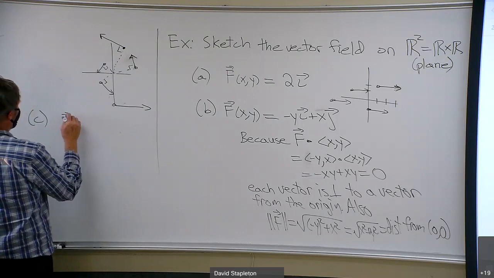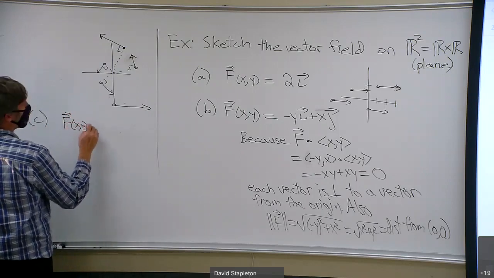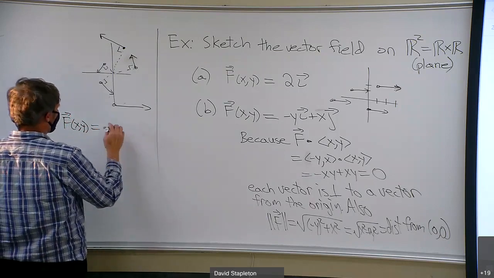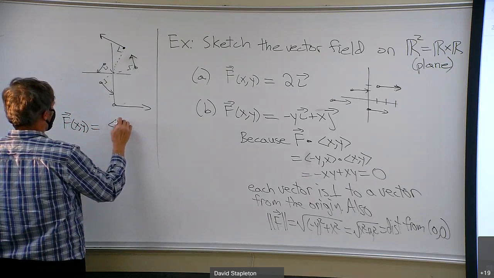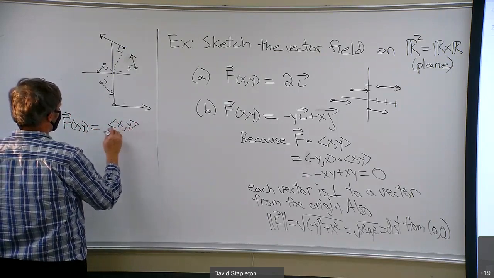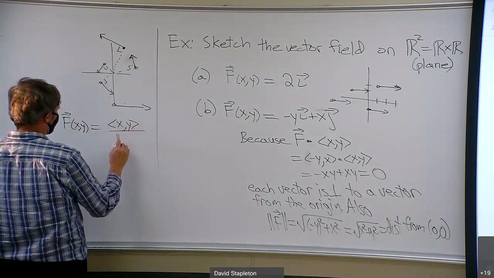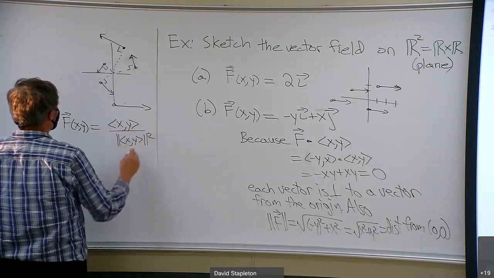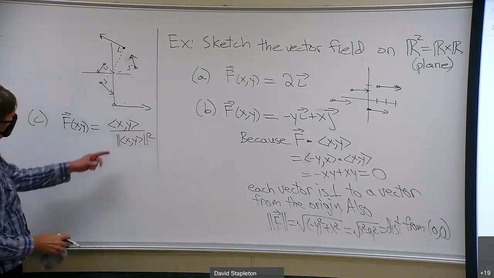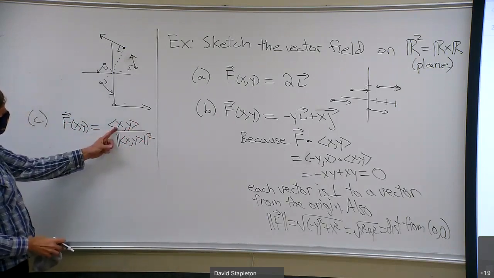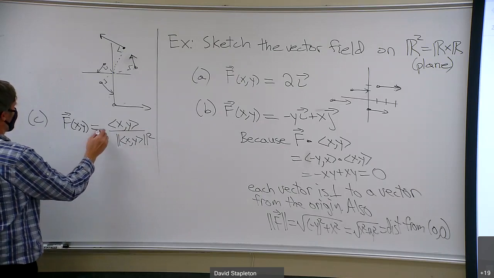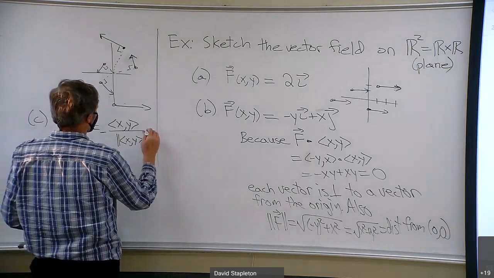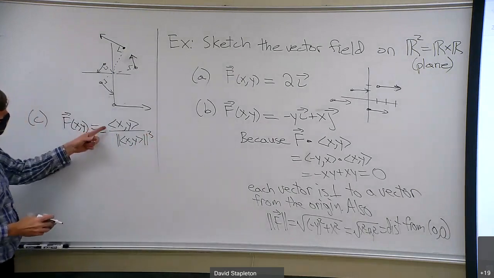F of x, y equals minus x, y over the cube of the length of x, y. So if you're at any point x, y in the plane, you take that vector x, y, and then I'll put a minus here, divided by its length. This is a cube. Minus x, y over the length cubed.